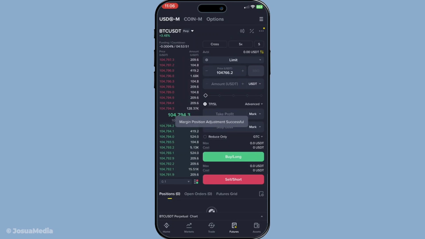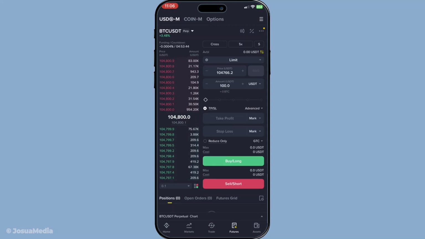After selecting your margin mode, you will then need to choose sell short as your order direction. This step essentially sets the stage for shorting. By choosing to sell or short a cryptocurrency, you're betting that its price will go down, allowing you to buy it back at a lower price later on.